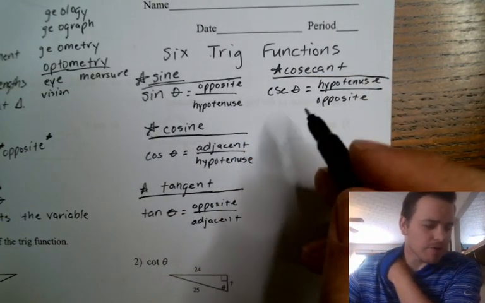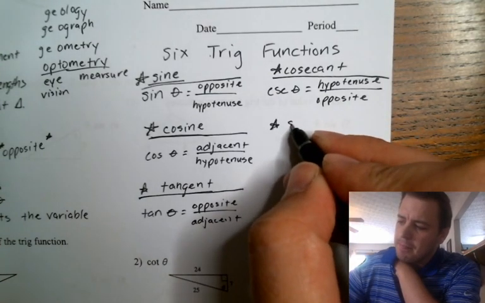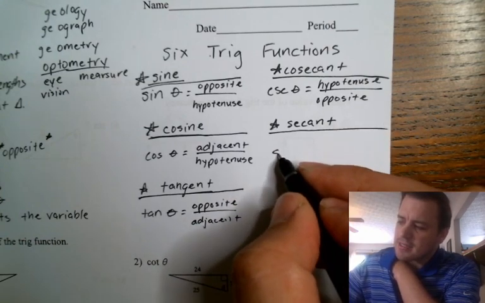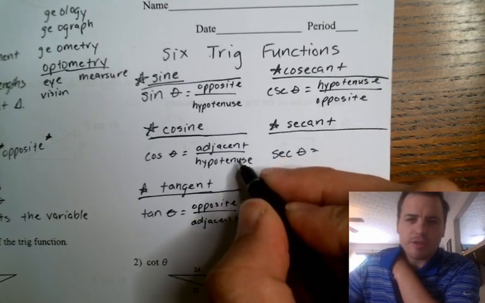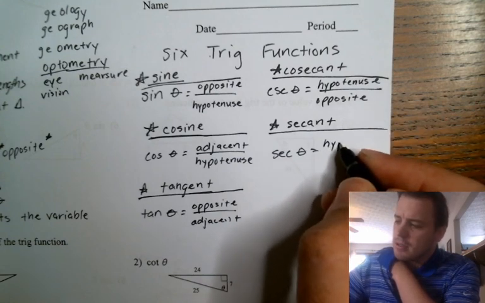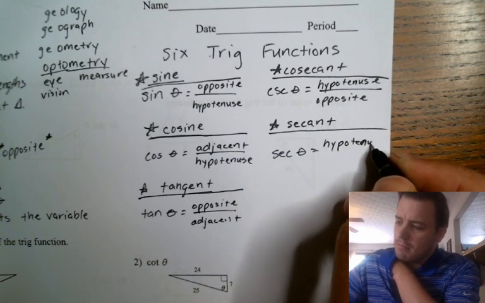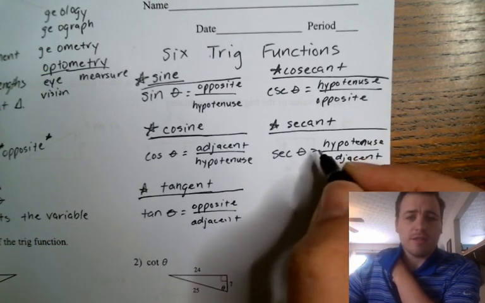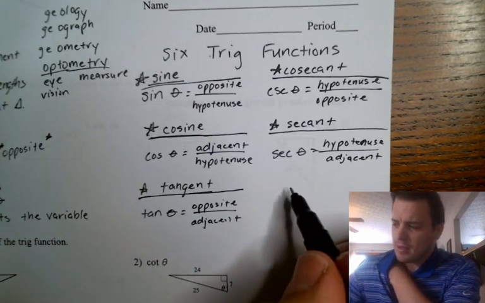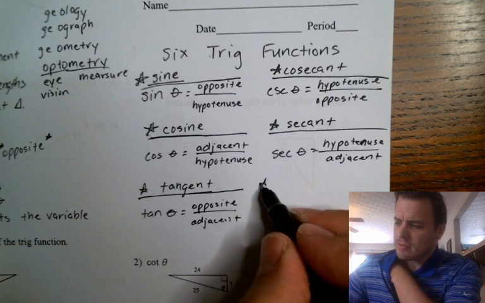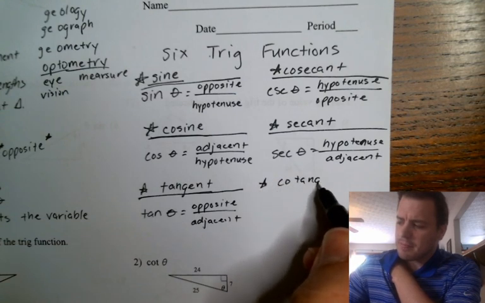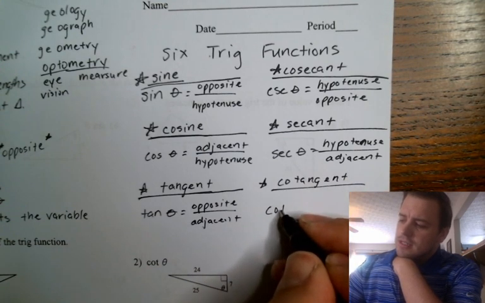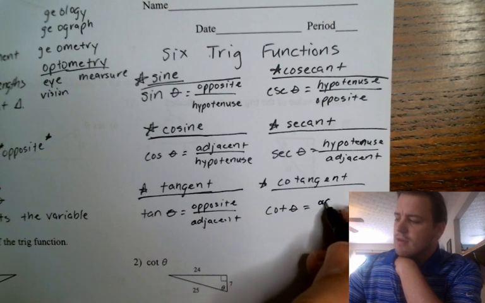The reciprocal of cosine is secant. And secant is just SEC theta is equal to just the reciprocal of this. Hypotenuse over adjacent. Again, guys, these are just simply all functions. These are still functions within itself. And then the last one is cotangent, which is just COT theta is equal to adjacent over opposite.